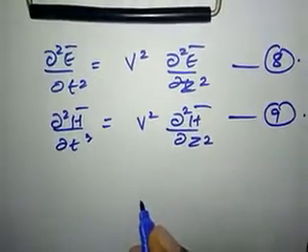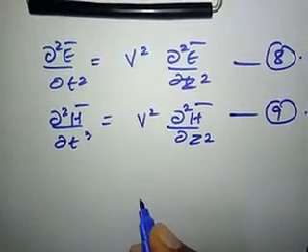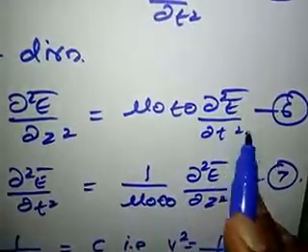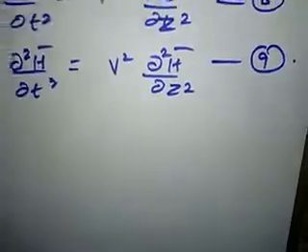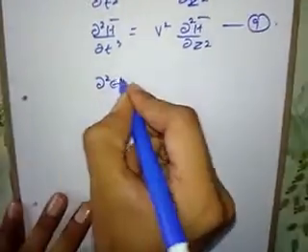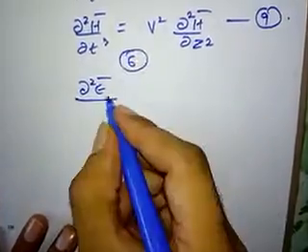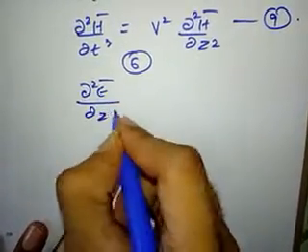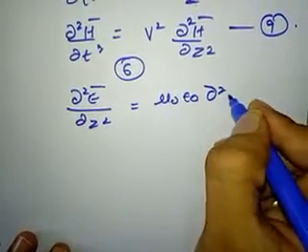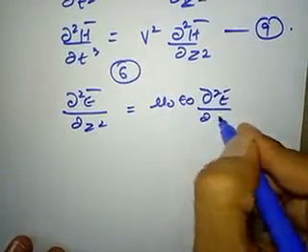Let us consider equation number 6. What is equation number 6? Dou square E bar upon dou z square is equal to mu naught epsilon naught dou square E bar by dou t square.